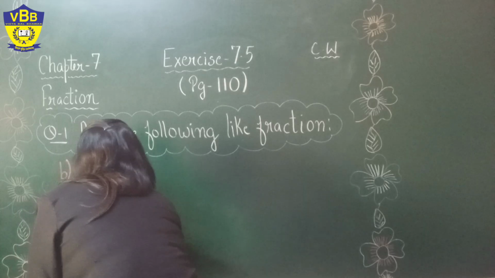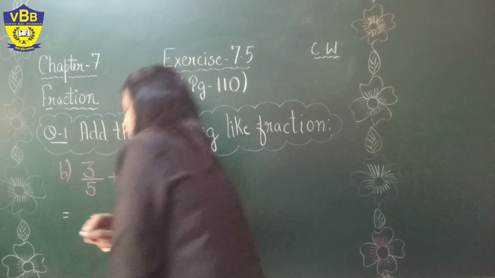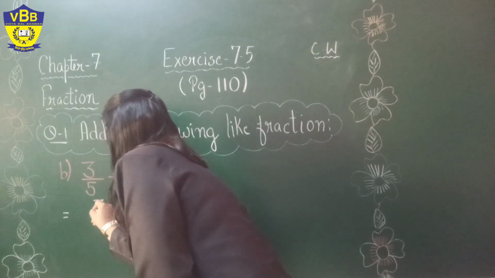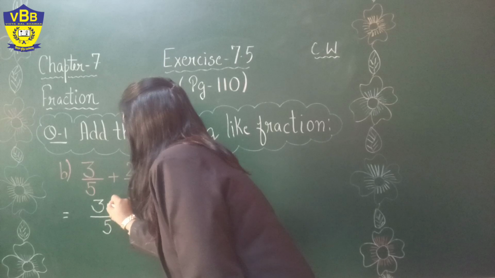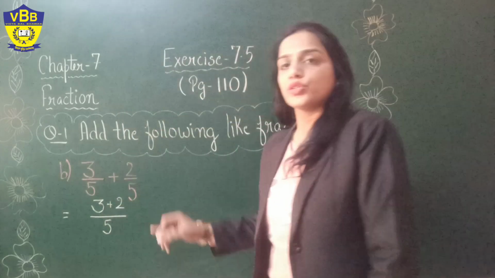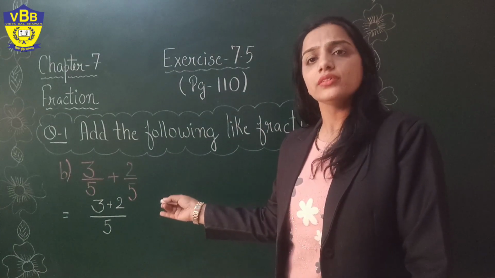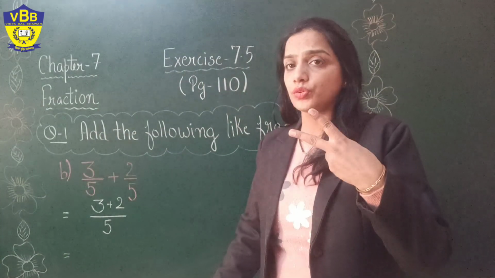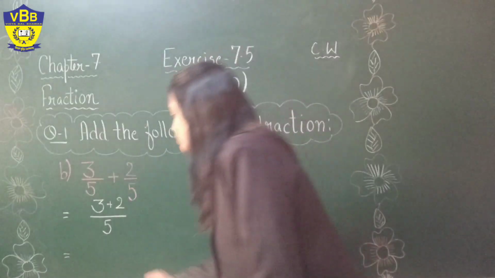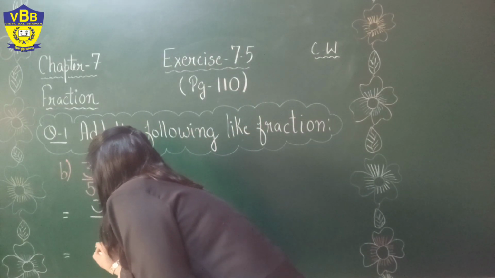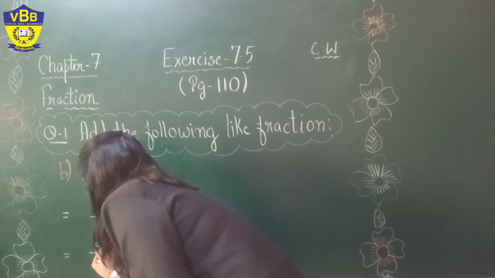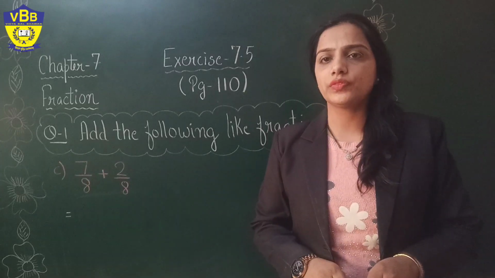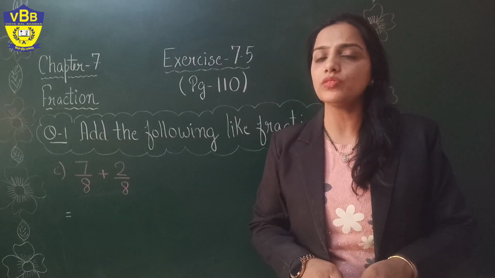So here 5 is the denominator, right? Now we will write 3 plus 2. So 3 plus 2 are the values in the numerator, and 3 plus 2 is equal to 5. So we write 5 in the numerator and 5 in the denominator. Understand?